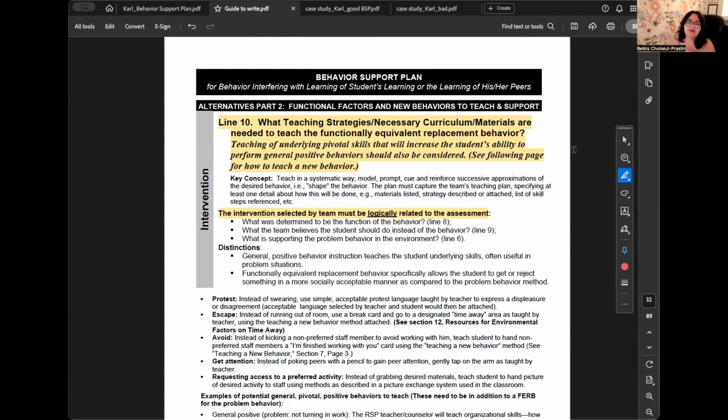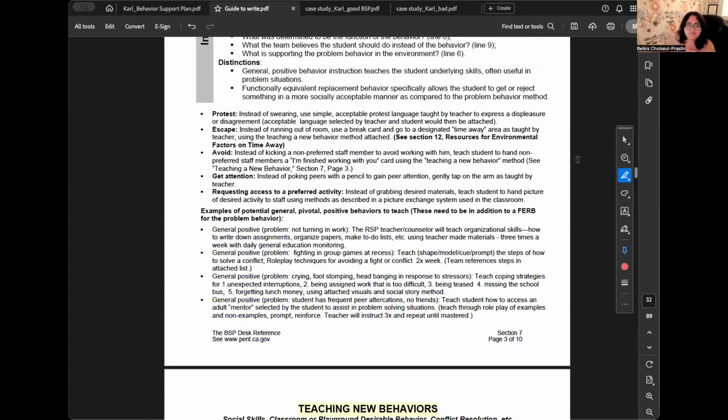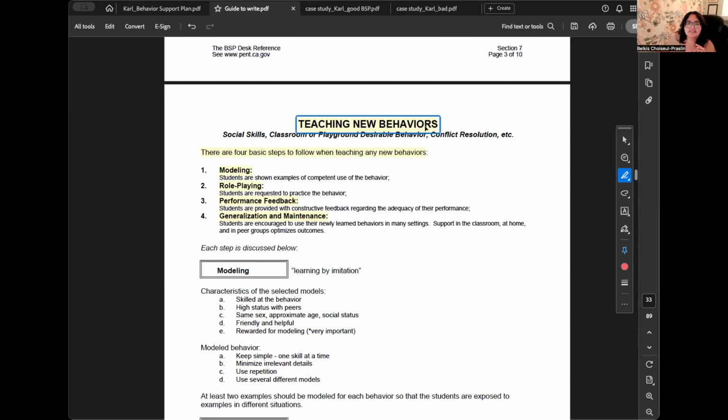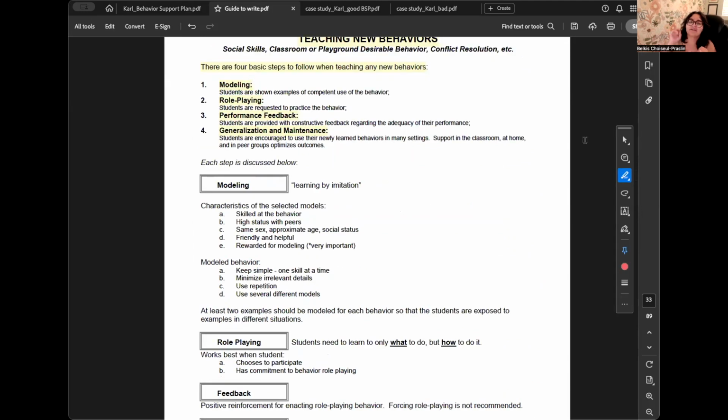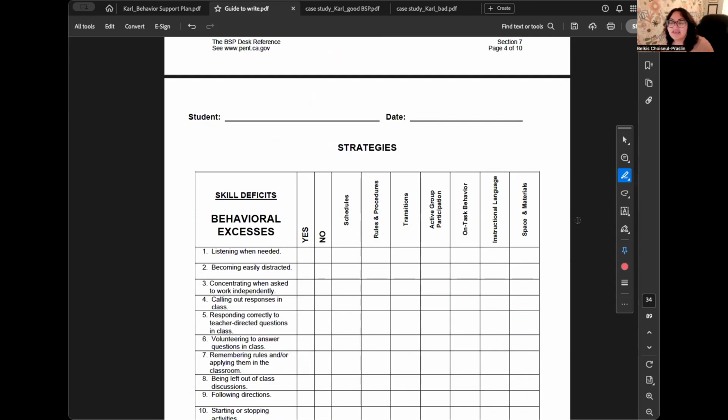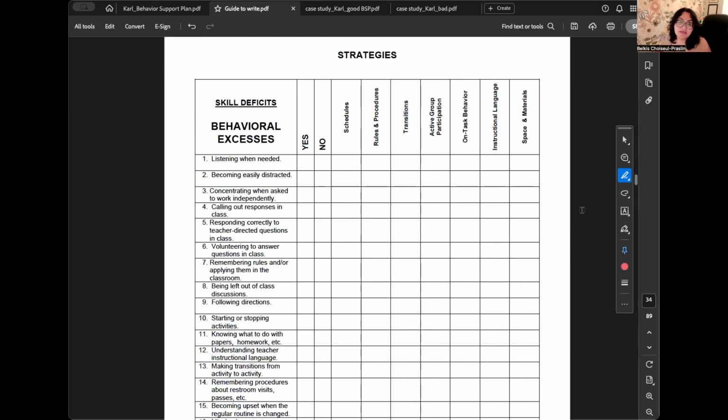What this does here is give just a lot of information, but what I like is the second page of this section. It gives you 4 basic steps to follow when teaching any new behavior. Easy peasy, 4 steps. We know the 4 steps take longer, but it is modeling, role playing, performance feedback, and then generalization maintenance, which is keeping it going. And this is just a really good thinker of how to get through the behaviors or how to think about a replacement behavior.